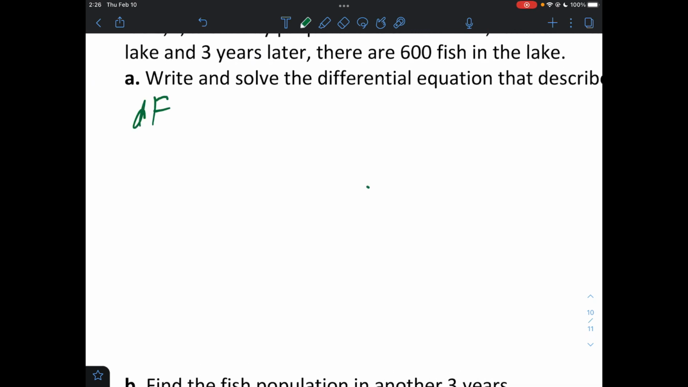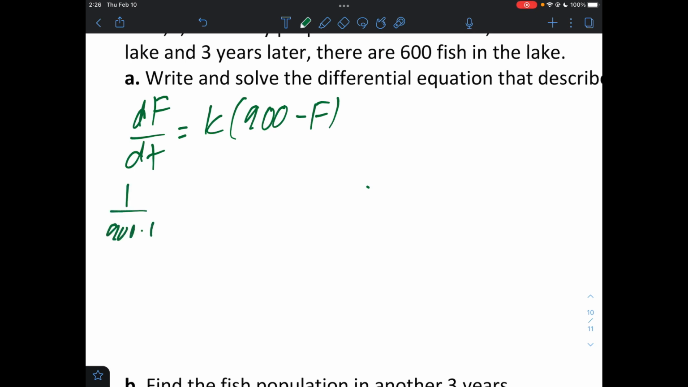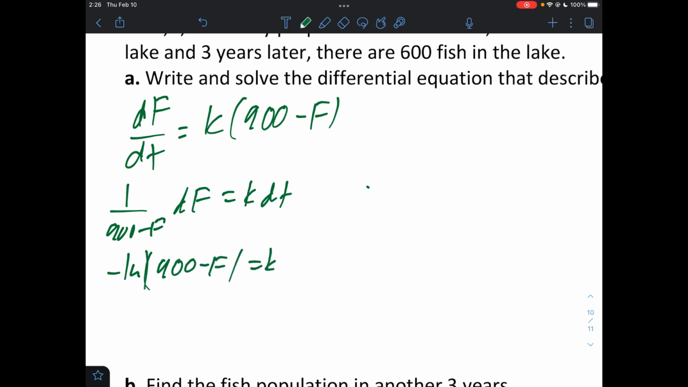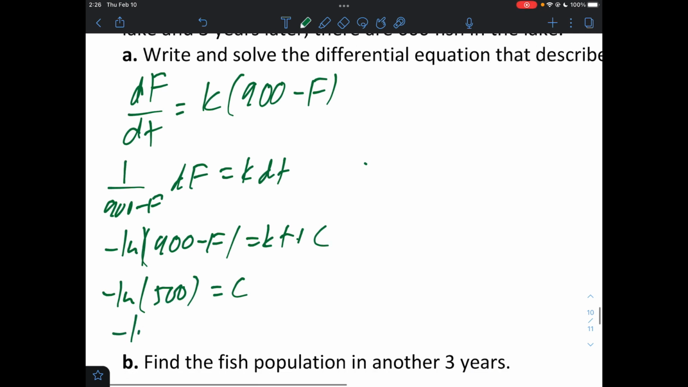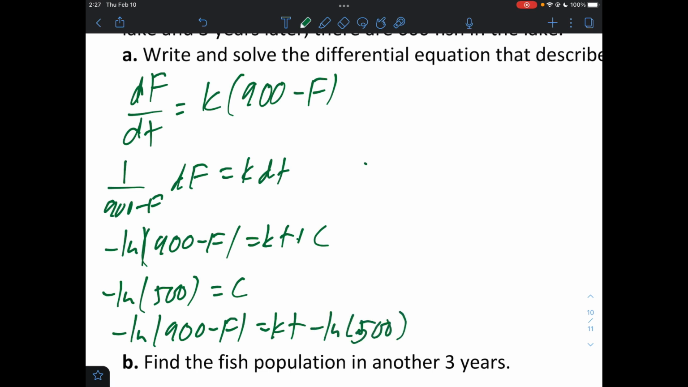All right, so let's start with our differential equation. So it would be df/dt equals k, directly proportional, so 900 minus f. So that would be 1 over (900 minus f) df equals k dt. Taking the antiderivatives, we would get negative natural log of (900 minus f) equals kt plus c. Using the point (0, 400), we would get negative natural log of 500 equals c. So now my equation becomes negative natural log of (900 minus f) equals kt minus ln 500.